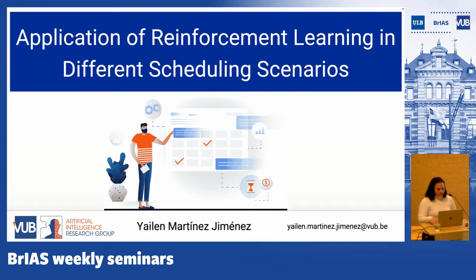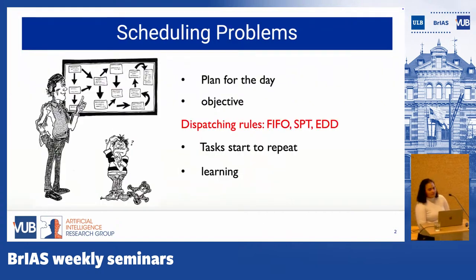So in general, scheduling problems, I mean, we can say that scheduling is a decision-making process that can be found in many scenarios in our daily life. It can be as easy as preparing your plan for the day. You have a set of tasks that you have to execute, and in order to do that, you have an objective in mind. So it might be that you have a due date, a deadline, or you can also say that you just want to finish all your tasks as soon as possible so you can go home early.